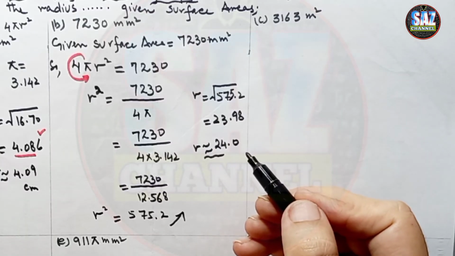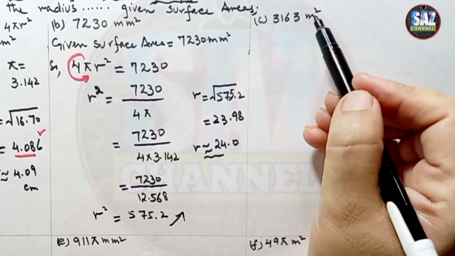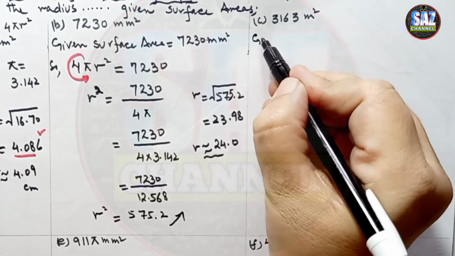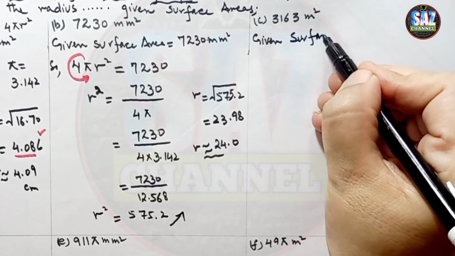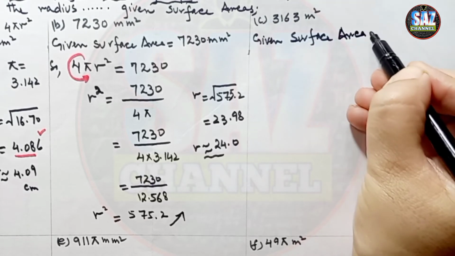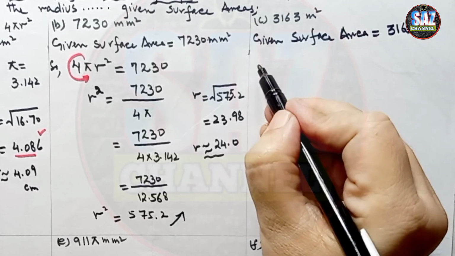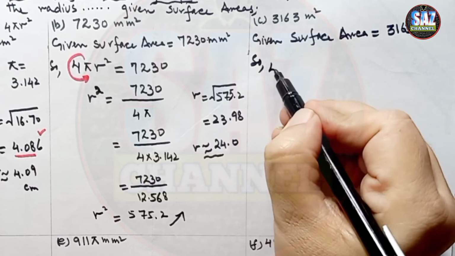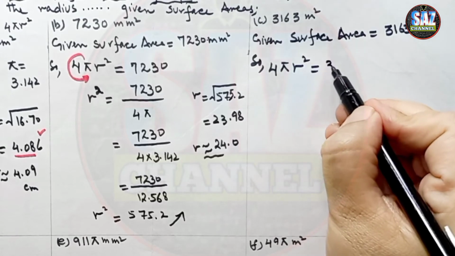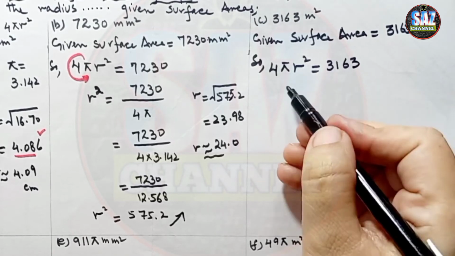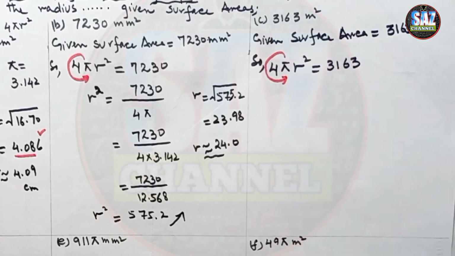And in the next part, the given surface area is 3163 meter square. So what we have to do, recall that we have to equate it with the formula 4 pi r square equals to 3163. And now again we have to shift 4 pi to other side.